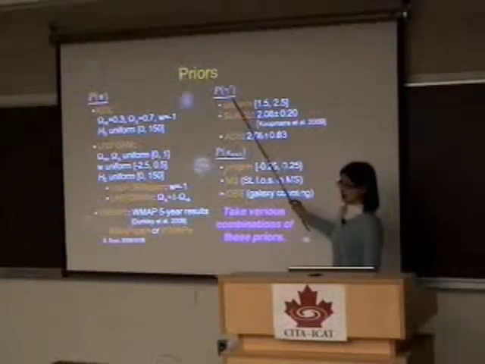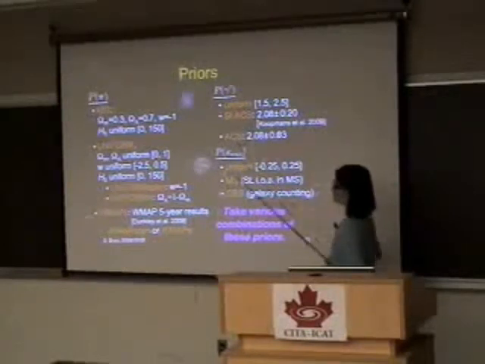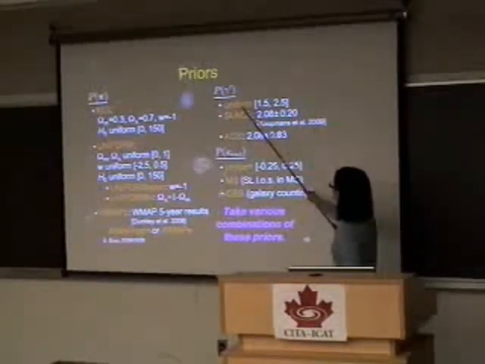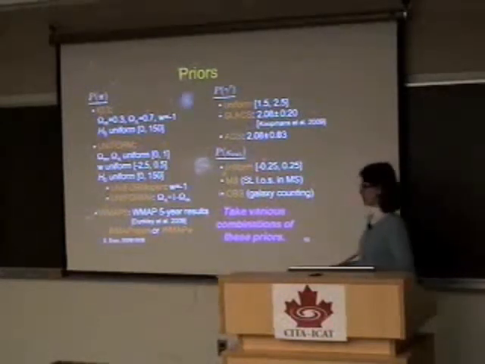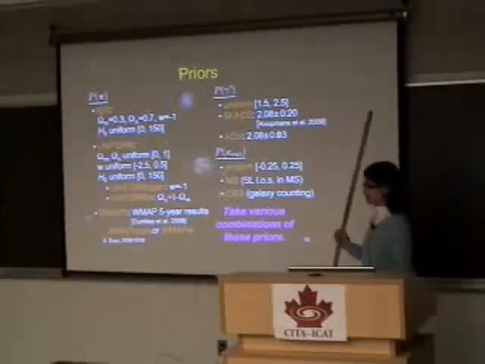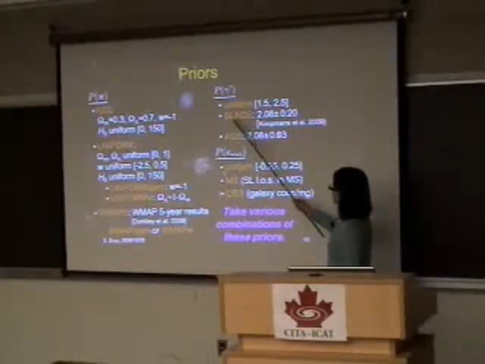For the slope of our power law profile for the galaxies, we again have three forms of prior. First one is uniform between 1.5 and 2.5. This is a very conservative range for the slope. This is our maximally ignorant prior. Next, a more informative one is the SLACS.